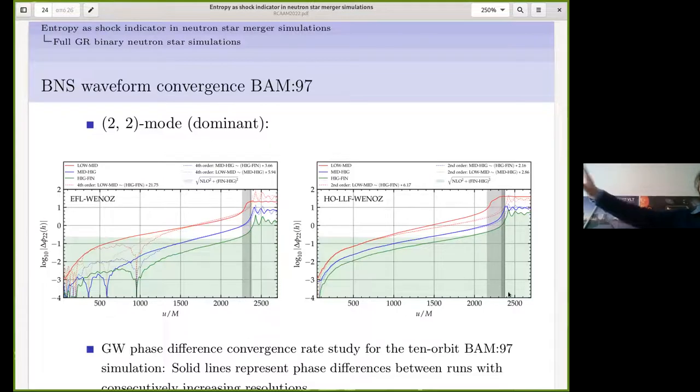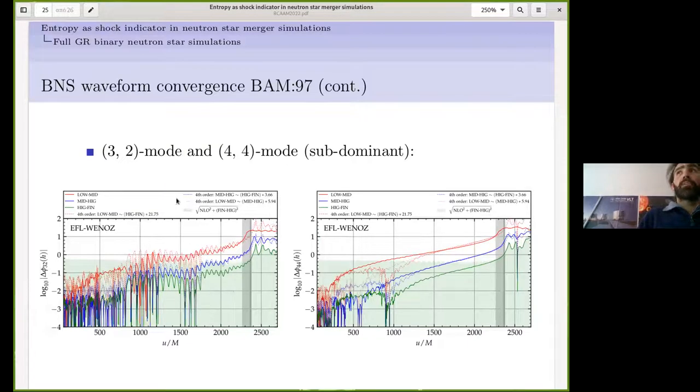So here clearly we see that the existing simulations have second order convergence. And this is exactly the same simulation, but with the entropy flux limiter. And we see that here we have clear fourth order convergence. And this is in the dominant 2-2 mode. One could say, okay, can you also check what's happening with the other modes? And actually, it's really interesting that also in the subdominant modes, for example, I showed the 3-2 and the 4-4, we have clear fourth order convergence.